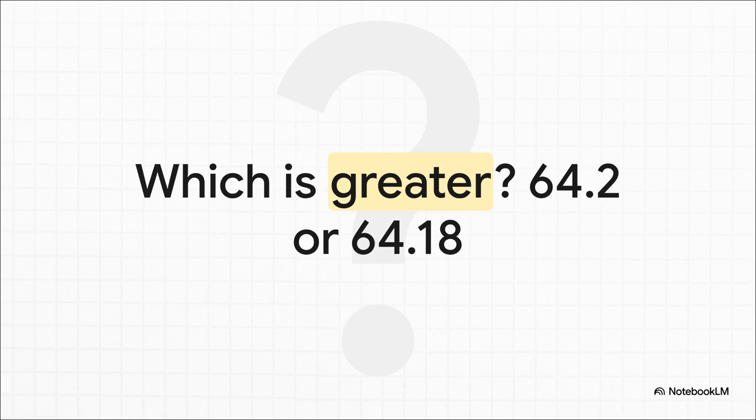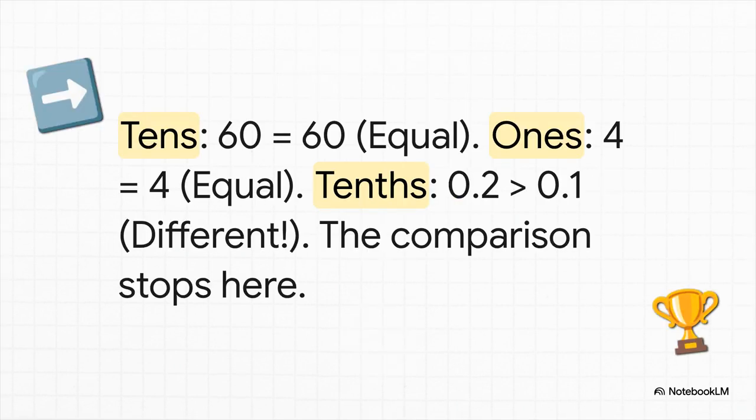A lot of students are going to jump and say 64.18 because they see 18, and they think, well, 18 is obviously bigger than 2. Let's see what our pillar method tells us. Okay, let's do it step by step. We start on the left. The 6 is in the tens place in both numbers. Its value is 60, so we're tied. We move to the right. The 4 is in the ones place. Its value is 4. Still tied.